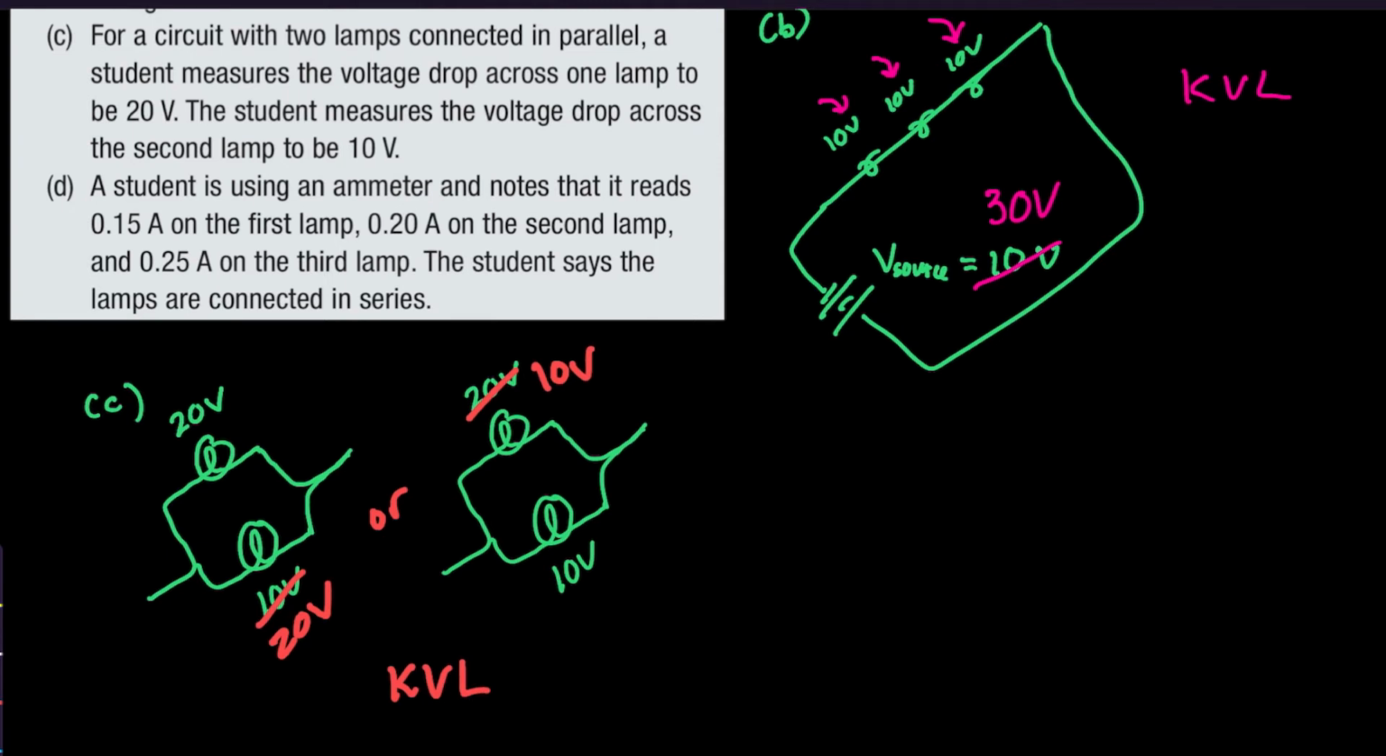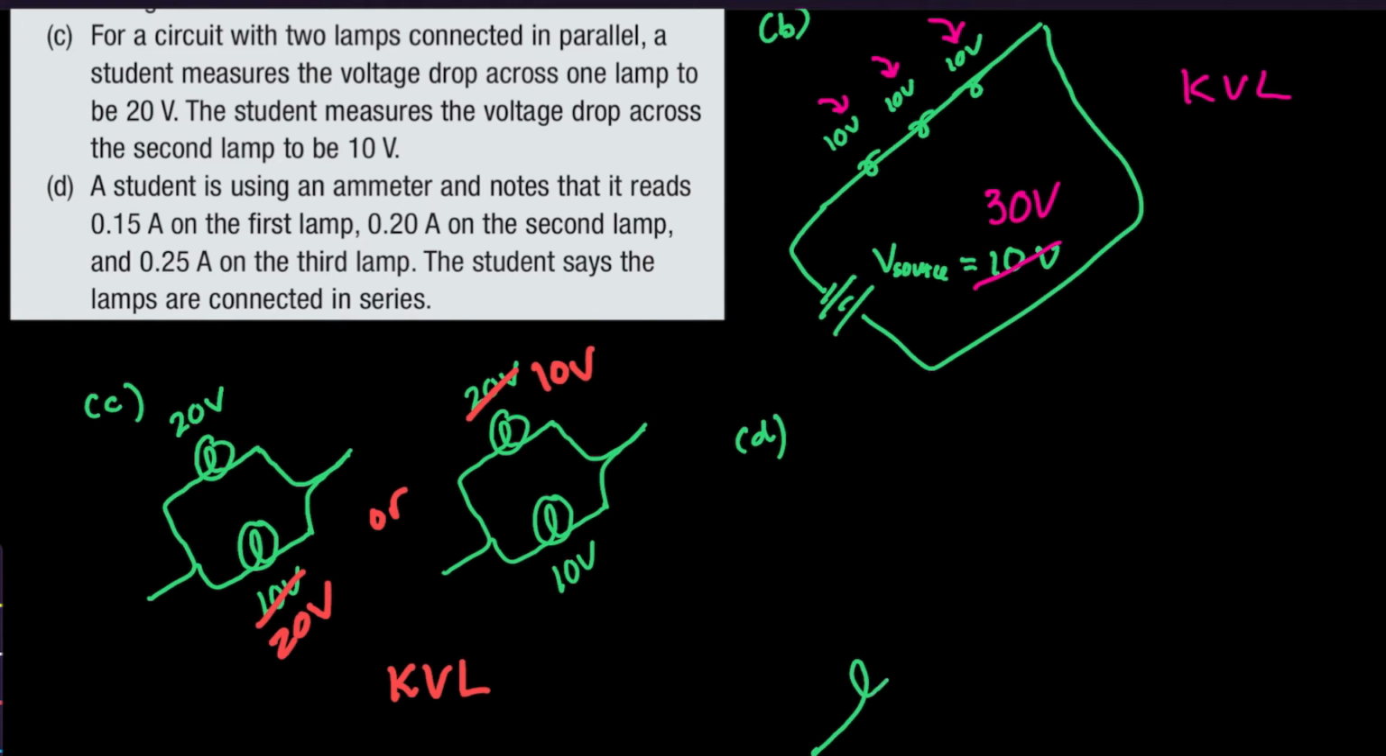Alright, and then for part D, we have a student is using an ammeter and notes that it reads 0.15 amps on the first lamp and 0.2 amps on the second lamp and 0.25 on the third lamp. The student says the lamps are connected in series.